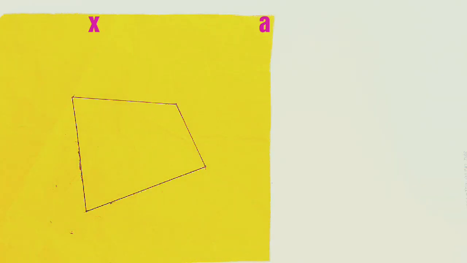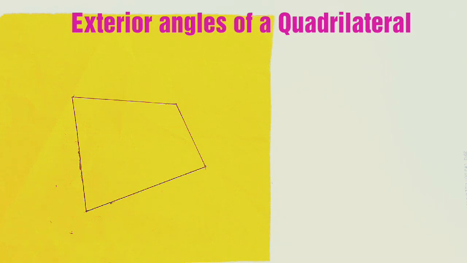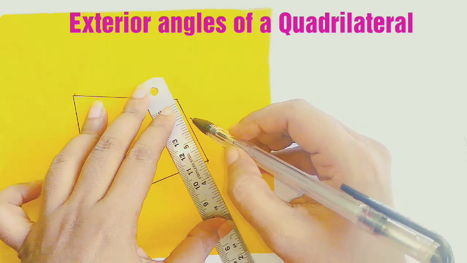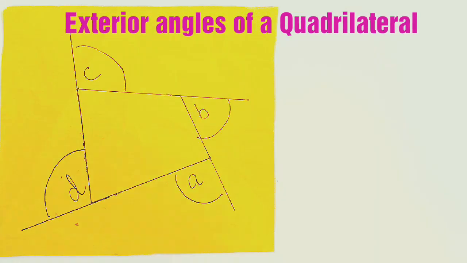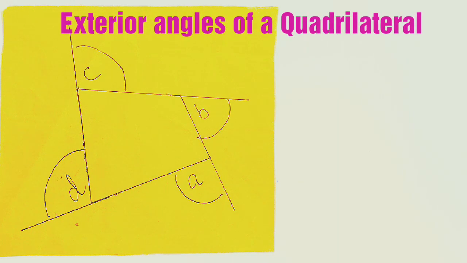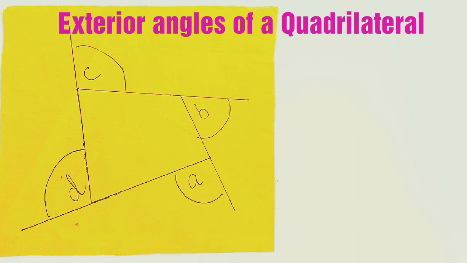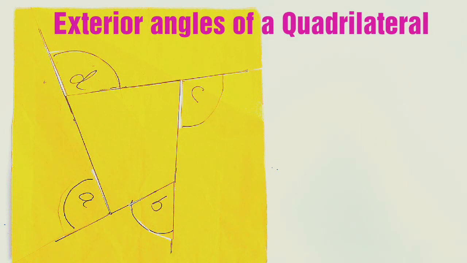Now let's discuss the exterior angles of a quadrilateral. For that also, let's draw exterior angles. These are the exterior angles of my quadrilateral. Now I am going to cut them out. I have cut the angles. Now let's put them together.